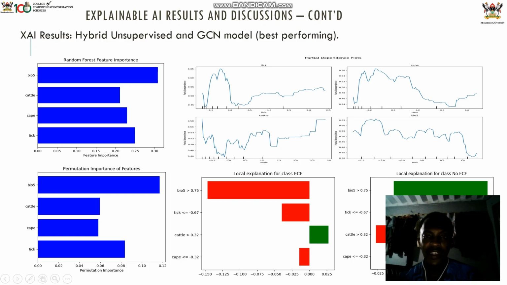And on the left, but up, we have line graphs which are partial dependence plots for Cape tick, Kato, and Bio5, and these are crucial for understanding how each feature independently affects the probability of East Coast fever occurrence. And then for the local explanation for ECF, it is a SHAP plot showing local feature explanation for a classification model for the class East Coast fever.